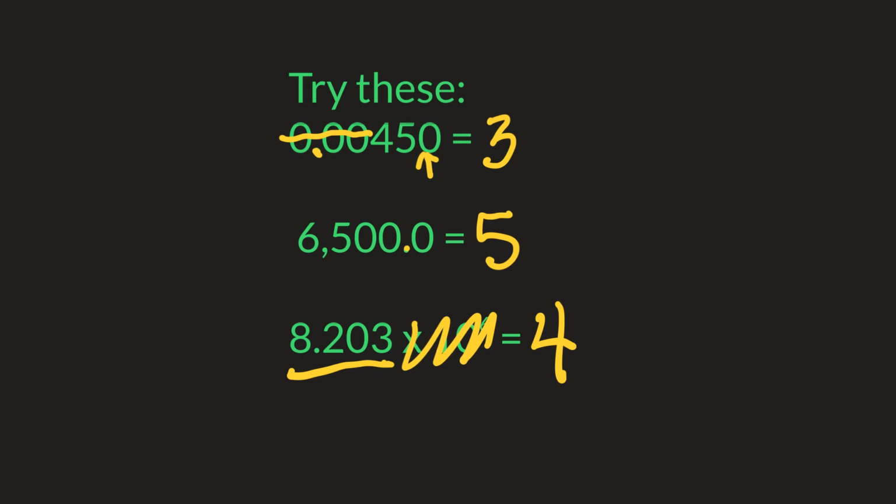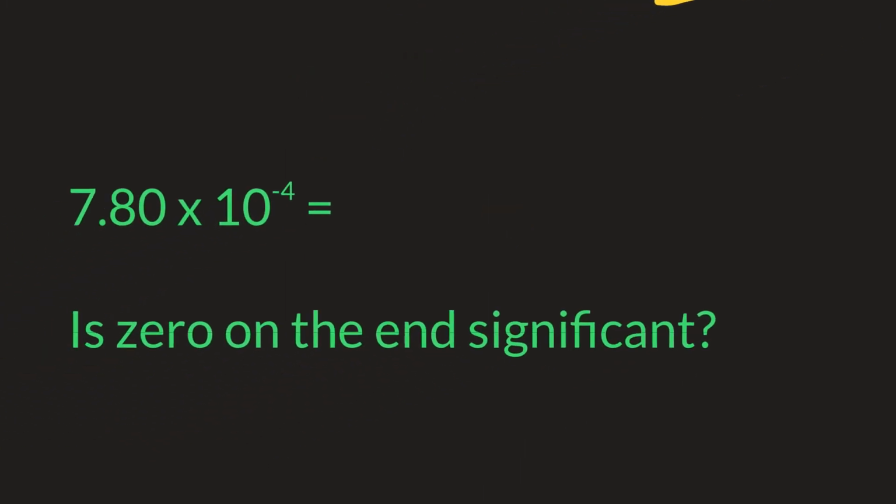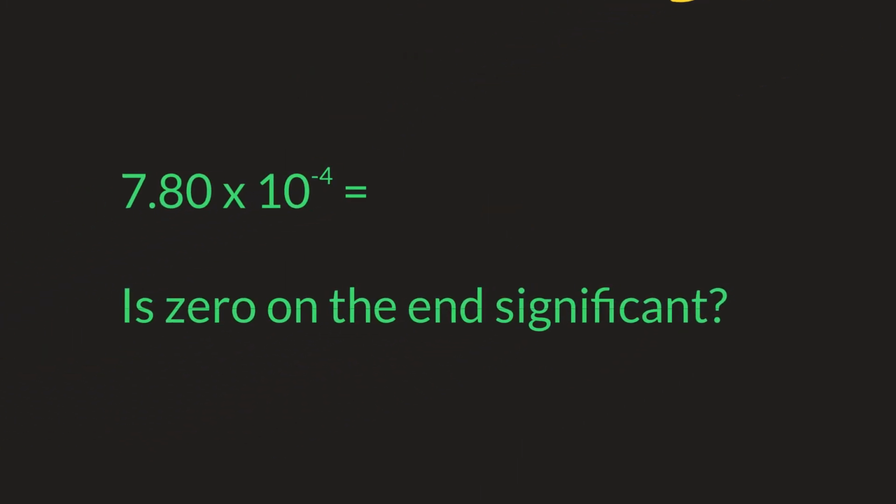So the last example I have is, what if you see a scientific notation number like this? Well, again, I'm going to ignore that, right? If I look at this number, does that 0 on the end count? Well, ask yourself, is there a decimal? Yes. Are they to the right? Yes. So that 0 counts. So there are 3 sig figs in that number.